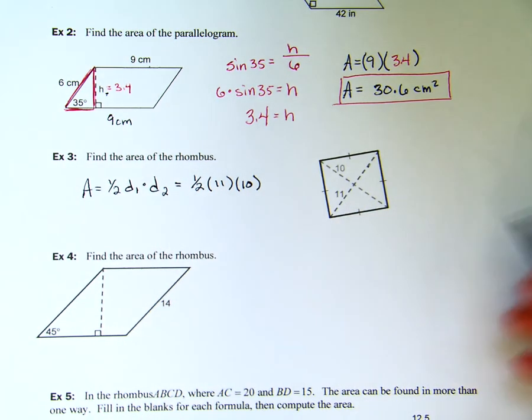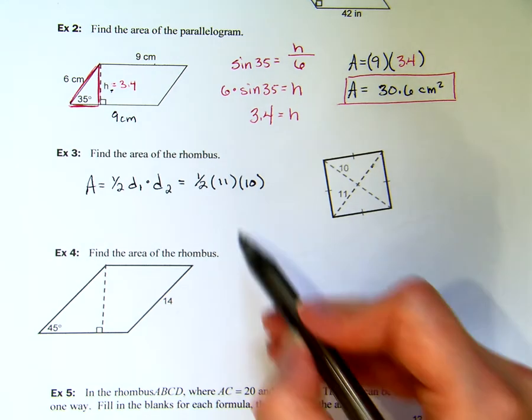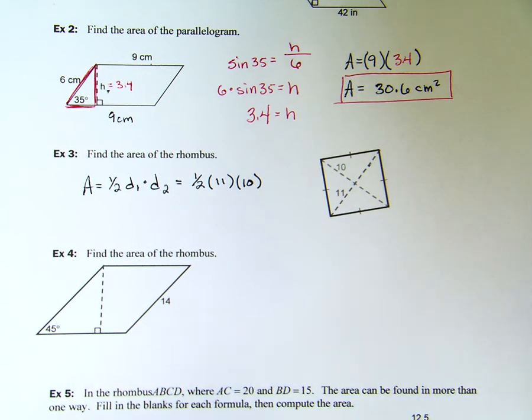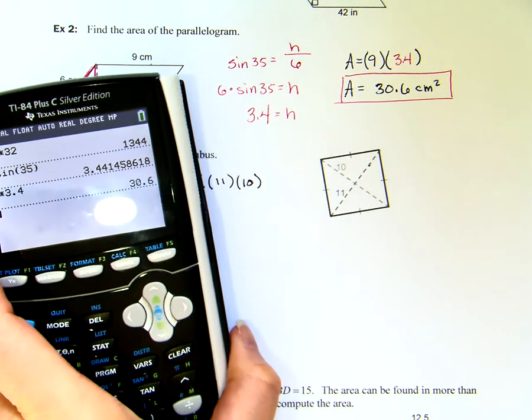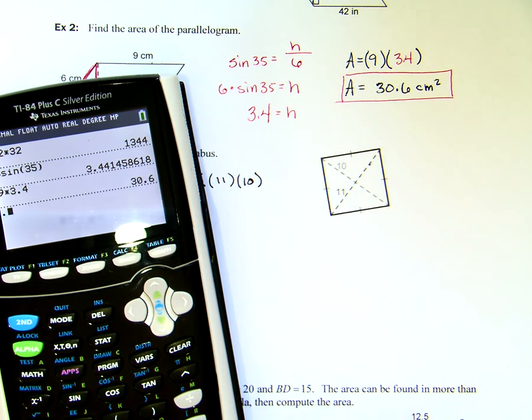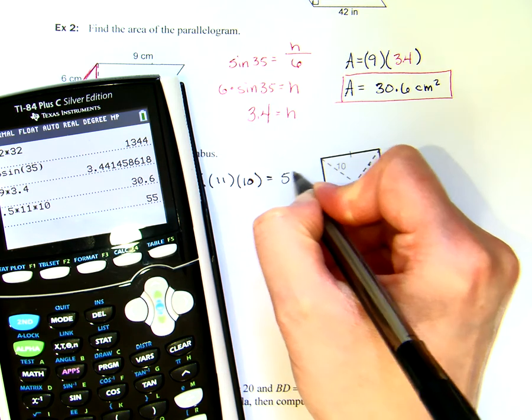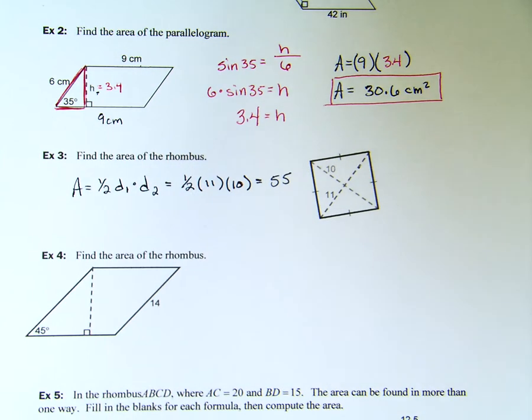It doesn't matter which is the first diagonal and which is the second. Since this is multiplication, the order is not important. We could do 10 times 11 or 11 times 10, and we'll still get the same answer. So let's check it out. 1/2 times 11 times 10. The area for this rhombus should be about 55 square units.